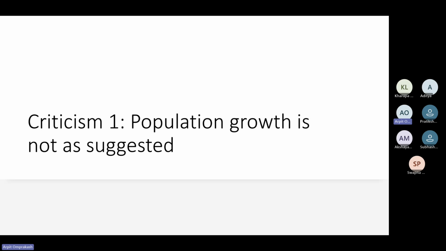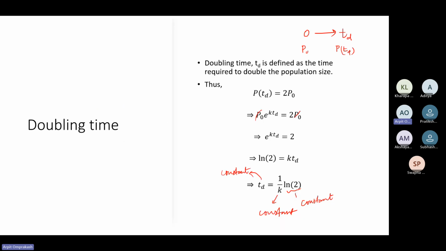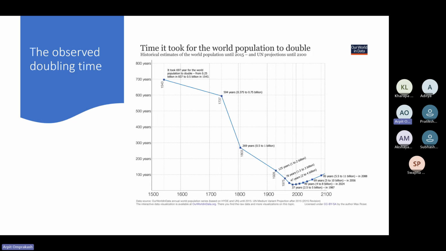So there are multiple criticisms. The first thing that people say is the population growth is not as suggested by him. So Malthus suggested that the population doubling time is 25 years. However, going from data, we see that the population doubling time is not exactly 25 years. And the other thing is, according to his model, this doubling time should be a constant value, because he's defining the population as exponentially growing, right? But we see that the doubling time also changes across time.